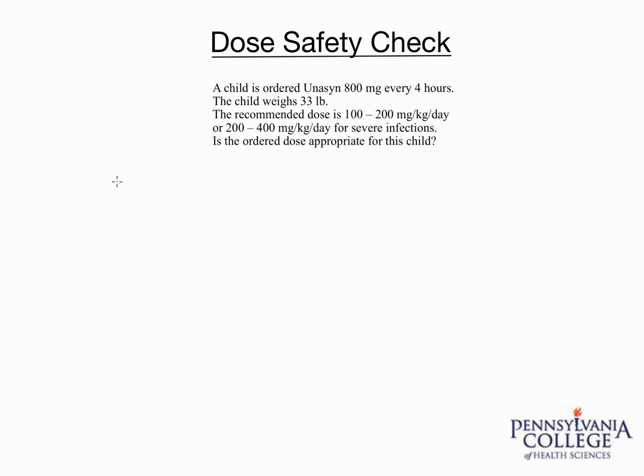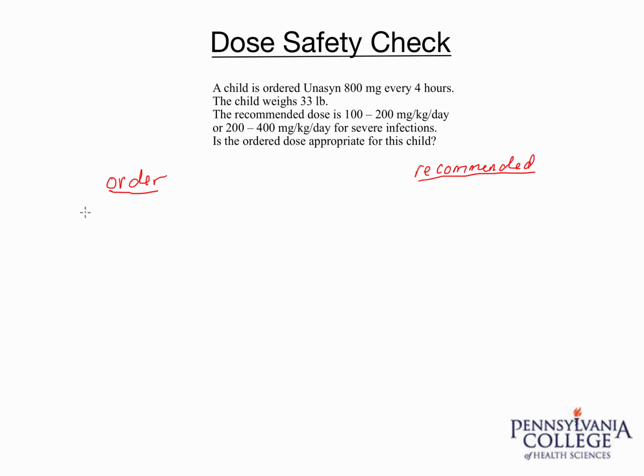We need to determine whether or not this is appropriate for this child. In all of these problems, we are looking to compare the order to what's recommended. And the trouble is that the order and the recommended amounts are in different units. So our goal in a dose safety check problem is to convert the order or the recommended so that the units match. Now let's look at the units that we're given.